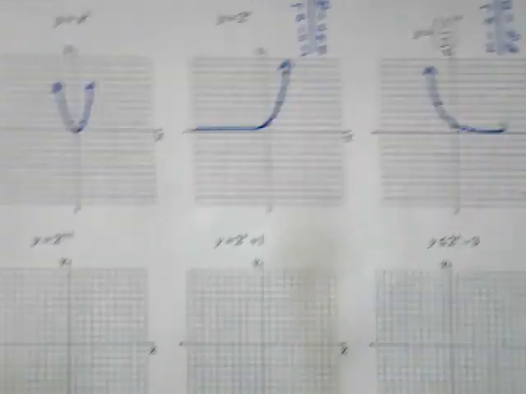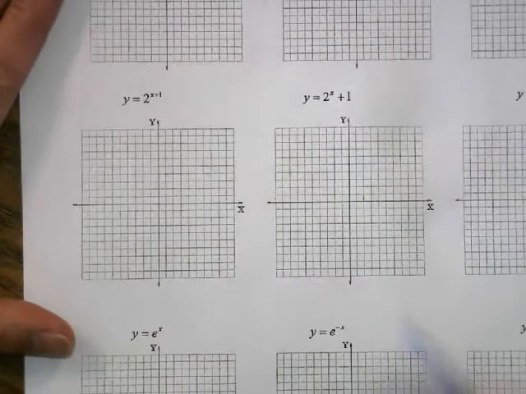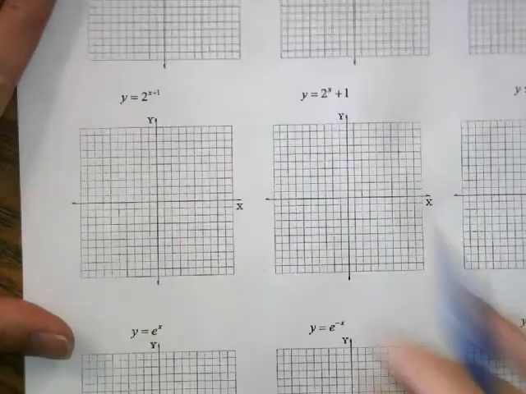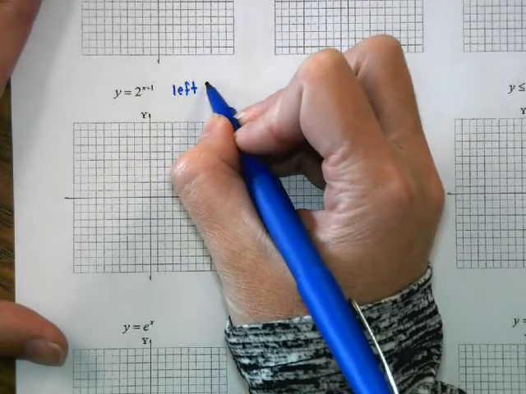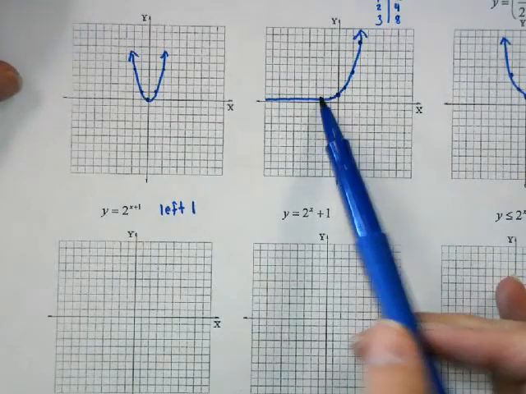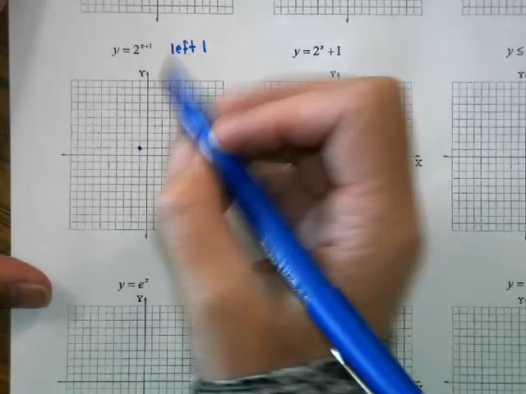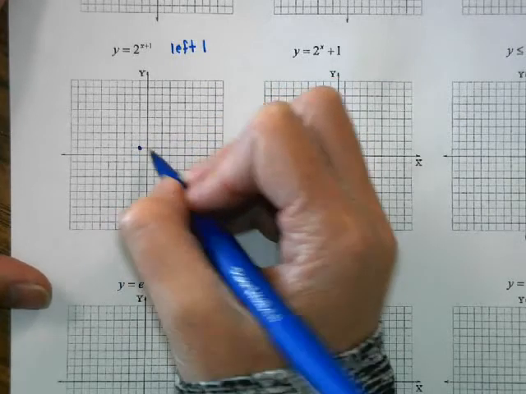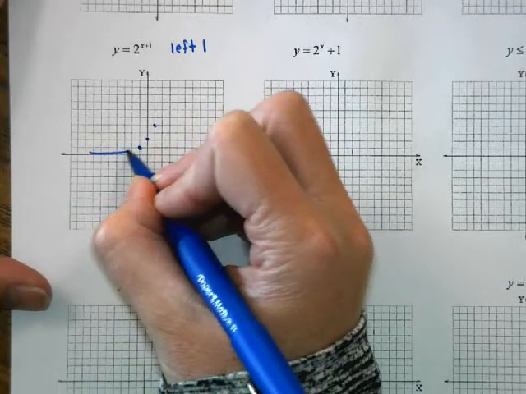The next three are just transformations of this graph here. So this first one, this is the same as being in parentheses, so this is going to go to the left 1. So we're just going to take all the points on this graph and move it to the left 1. So rather than being at 1, (0, 1) is going to be at -1. The next one's going to be at 2. Next one's at 4.